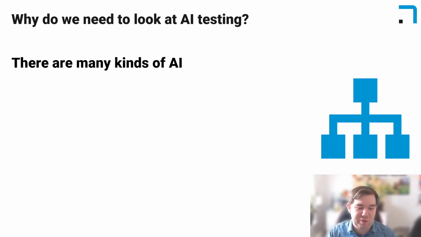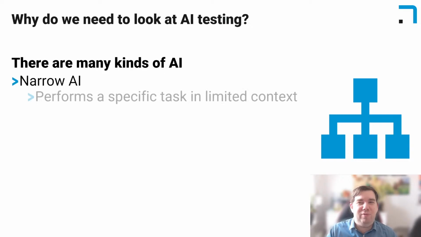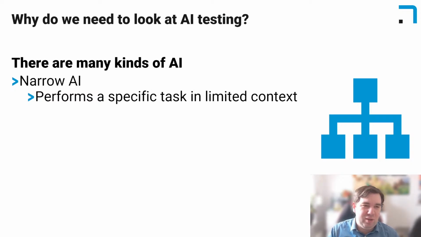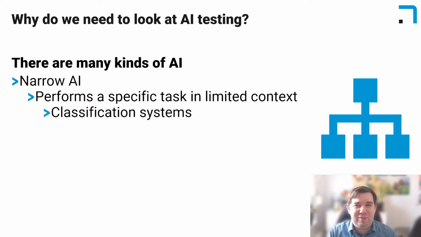The first AI type that we have is the narrow AI. Narrow AIs perform tasks in a limited context, and they're really good on that specific task. Before 2019 or so, this used to be what people thought of when they talked about AIs. This is your basic artificial intelligence in basic chatbots or game computers. This is also what's used for classification systems.